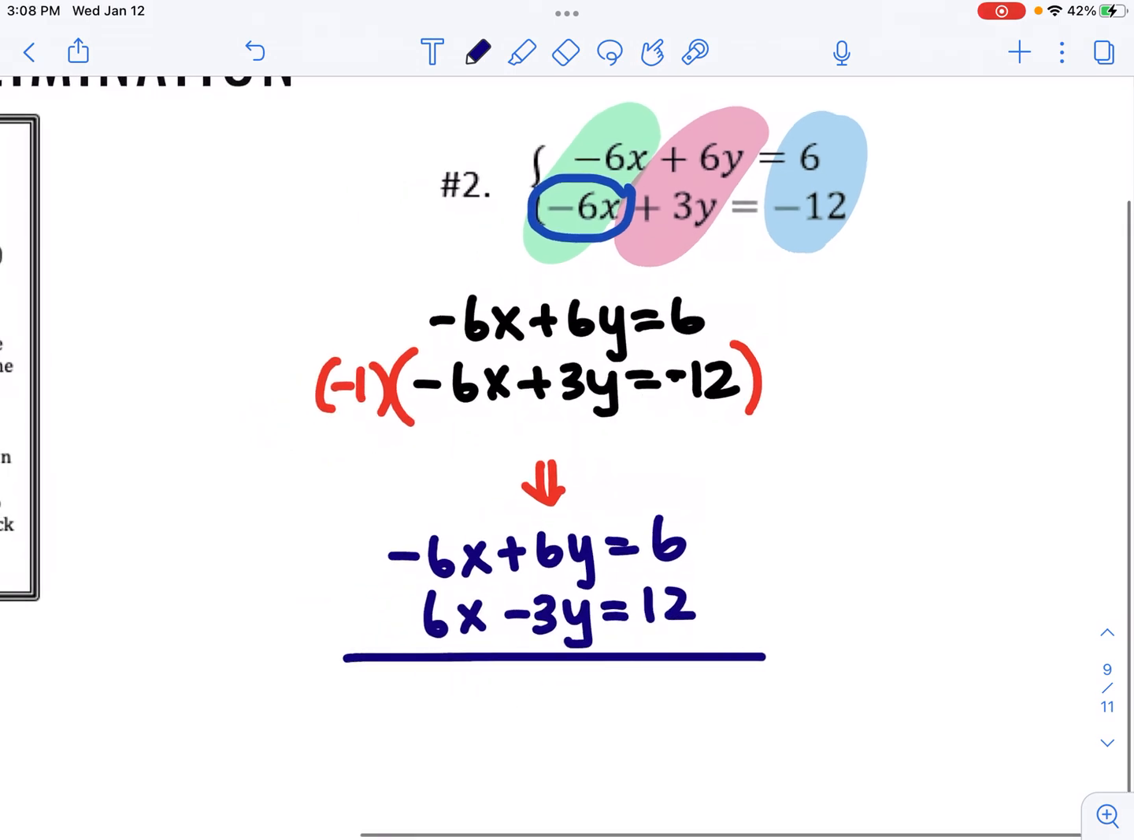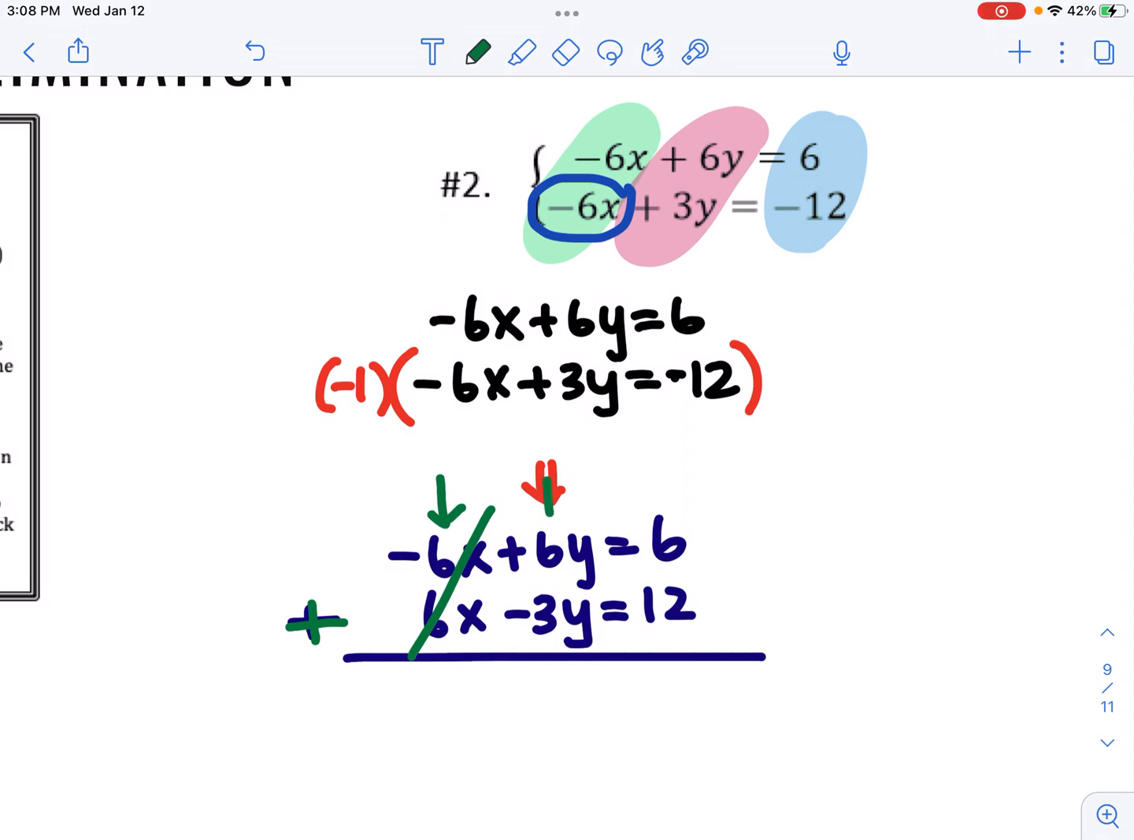We're going to treat this like a giant addition problem now. All right. And now I have -6x plus 6x, that cancels out. Now I'm going to look at my next column. 6y minus 3y gives me 3y, excellent, equals 18. Y is equal to 6, excellent.